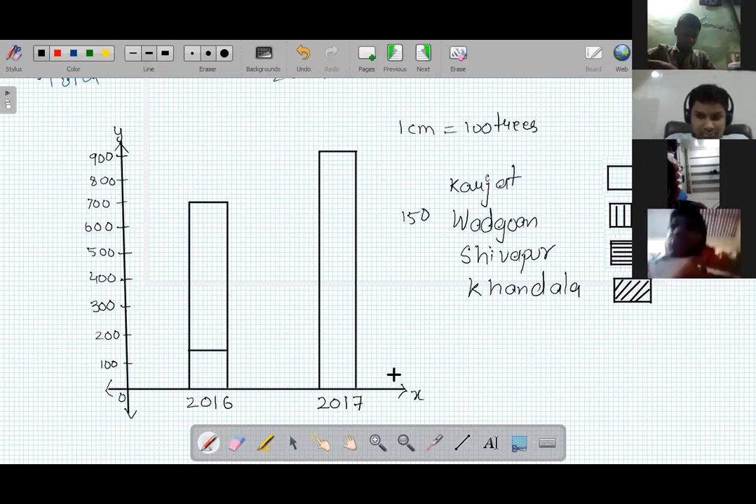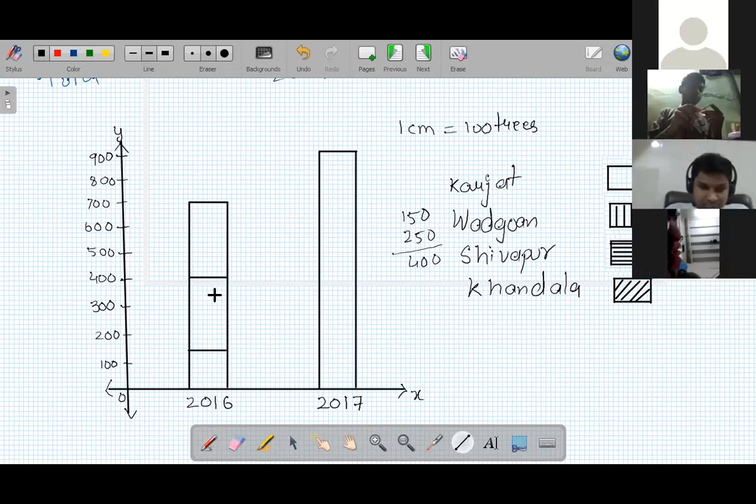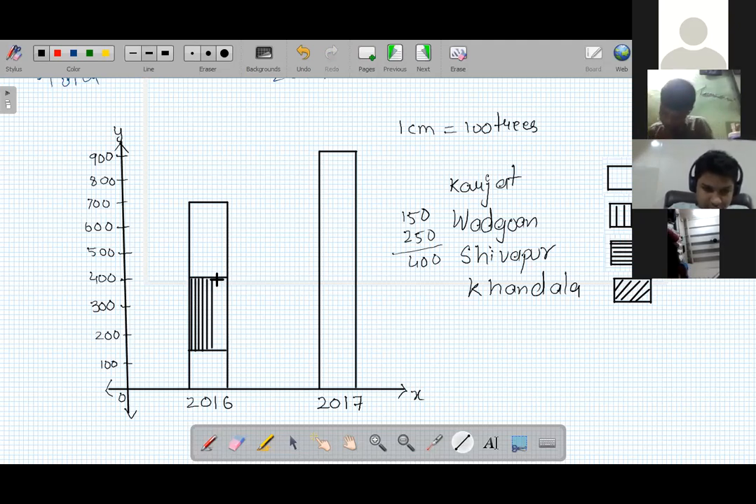Now in Vadgaon, how many trees? 250. So you have to add it to 150, and you'll get 400. Correct. So your second line you draw at 400. This second portion denotes Vadgaon, so I will give it patterns. Okay, so this is the second one, Vadgaon.